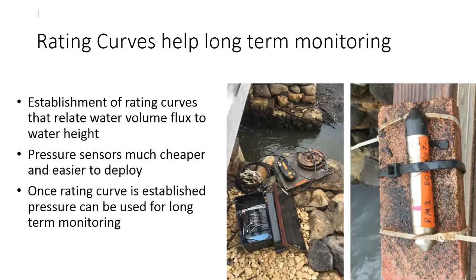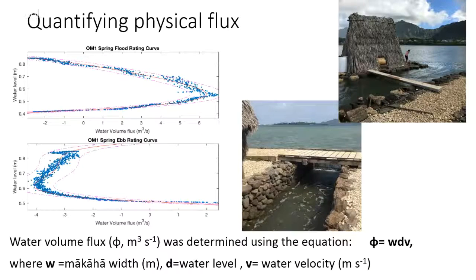So here you can see an example of these rating curves. Water volume flux is determined using this equation down here. So it's basically just the mākāhā dimensions multiplied with the water level that changes over time. And pressure, I forgot to mention that earlier. Pressure is really an indicator for water level. So you can translate pressure one-to-one into water level or water height. And that is then multiplied with water velocity to receive water volume flux, which is on the x-axis of these graphs. And then the water level is on the y-axis. And this is the relationship between water level and water volume flux.